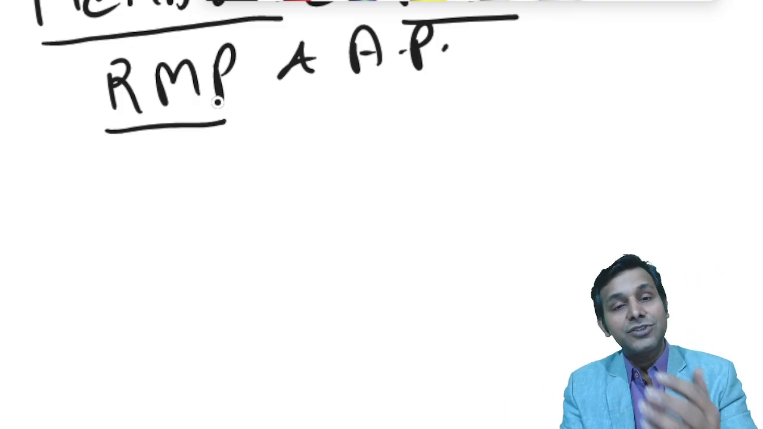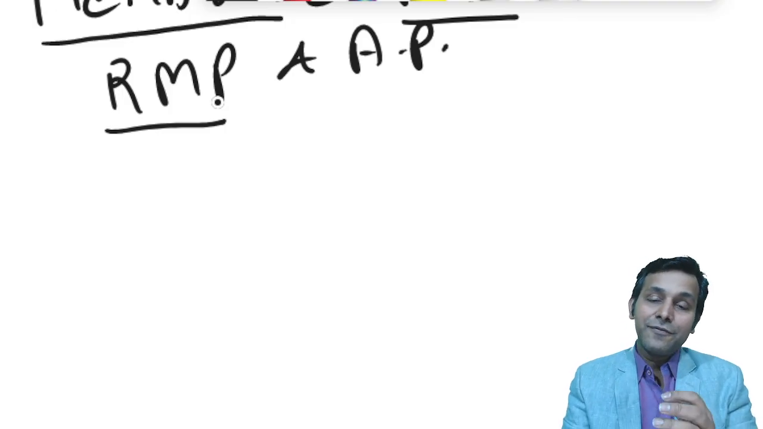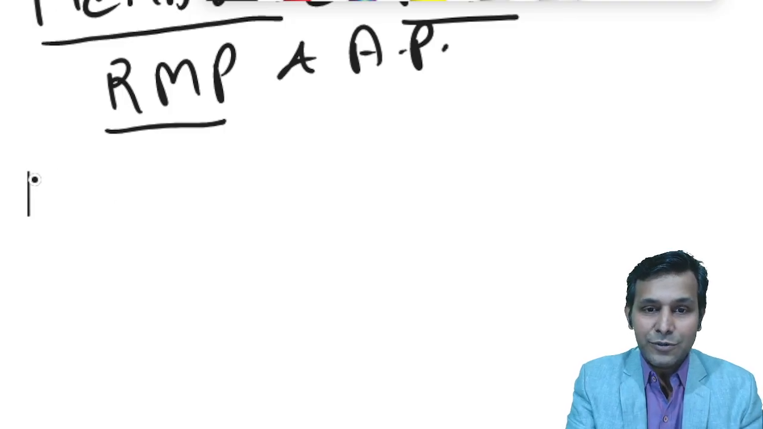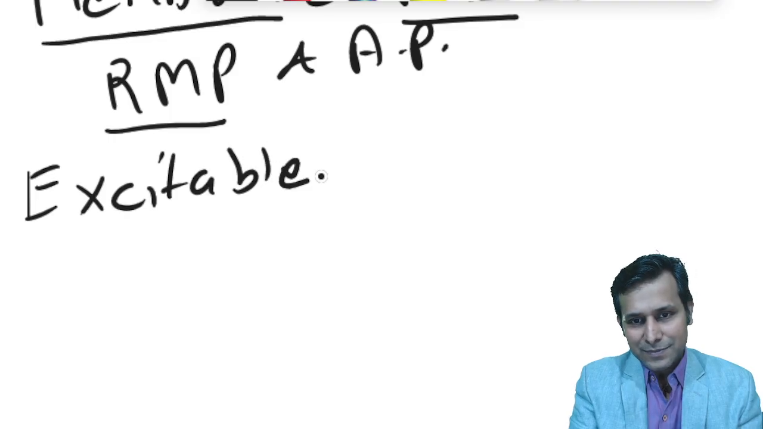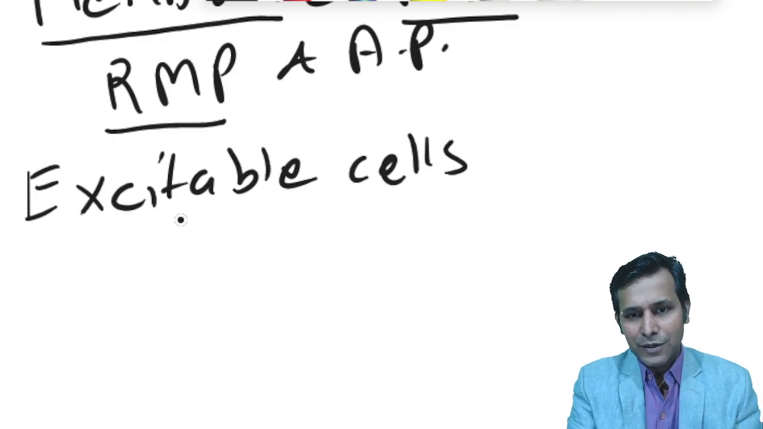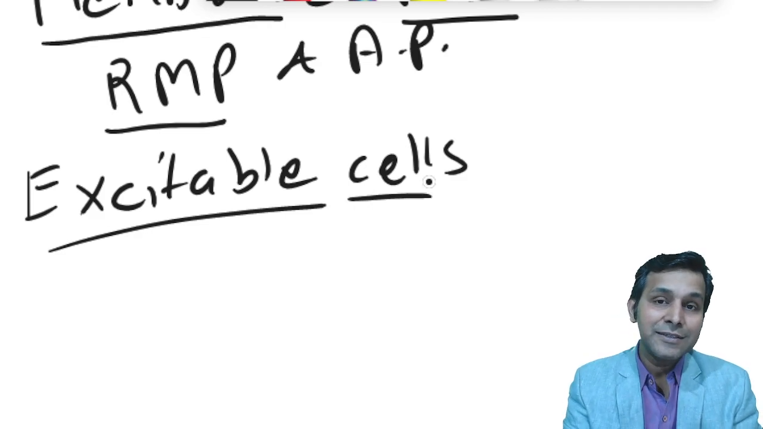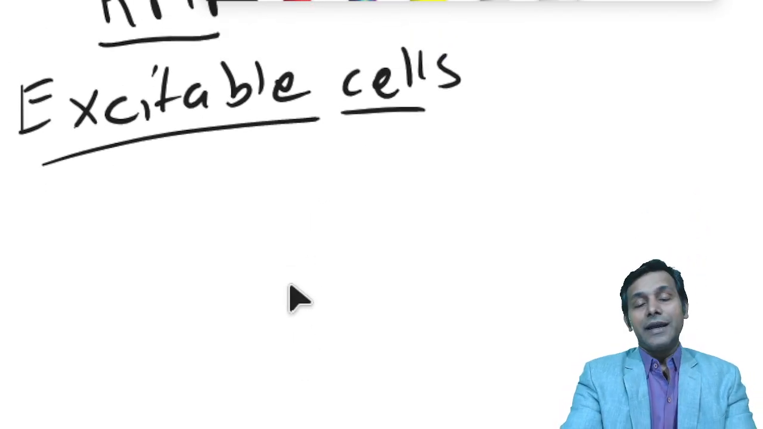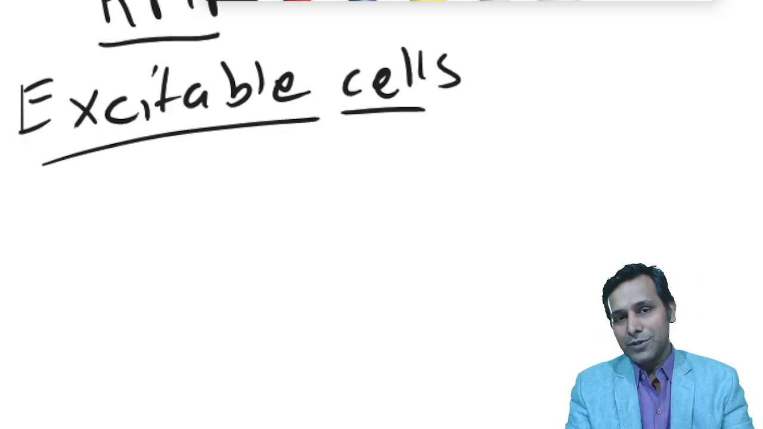Whereas the cells which can change their potential are called excitable cells, and for them we can use the word RMP. So remember, RMP is a word which can be used typically for the excitable cells, and that's what we are going to focus on for our understanding purposes. The excitable cells are capable of changing their potential from resting to excited state, and hence for them we use resting membrane potential.